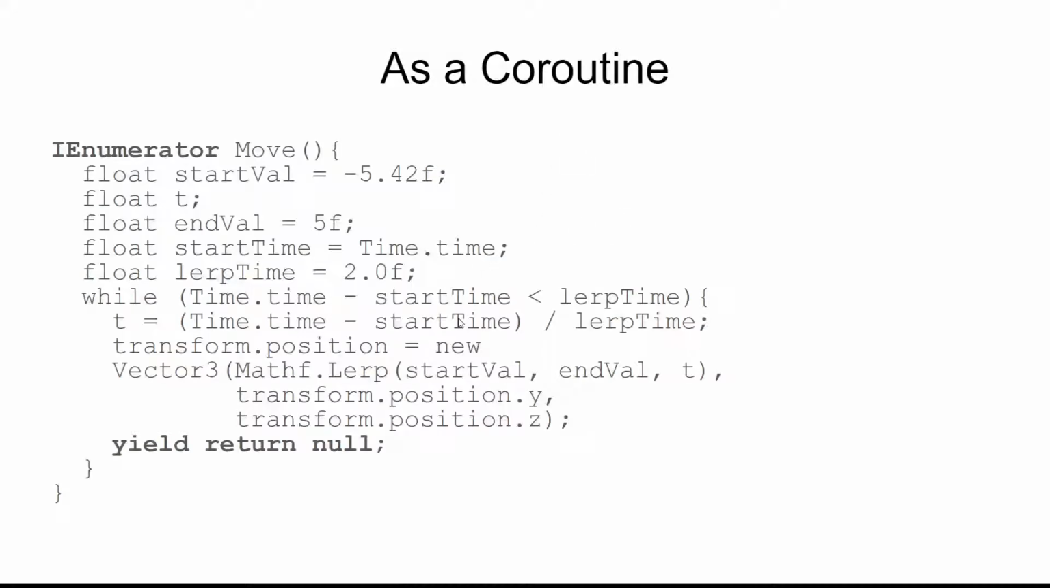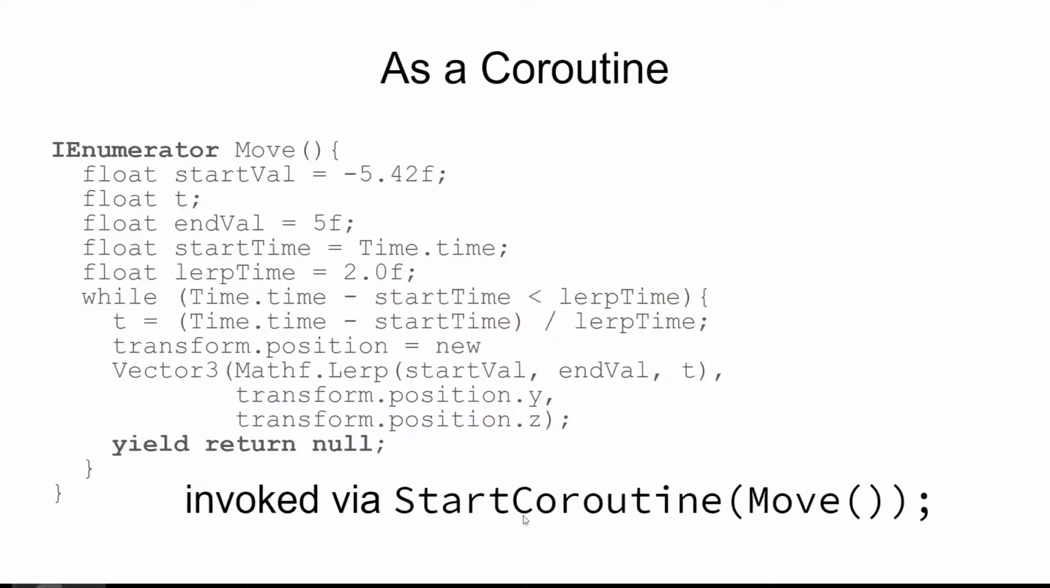So let's do our bad loop now as a coroutine. Much easier, much better, right? First off, we have to tell it it's an enumerator. And we now have our function. It's not being called in Update anymore. In fact, it's invoked via this StartCoroutine.